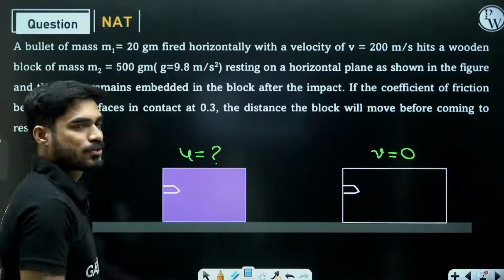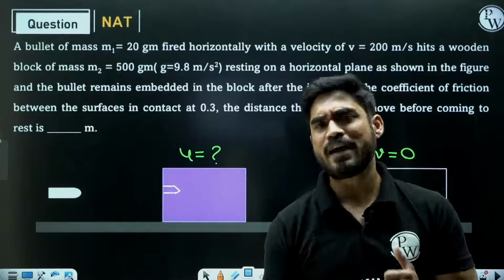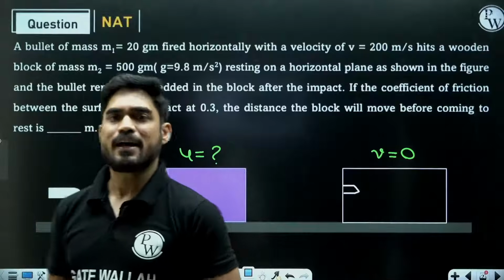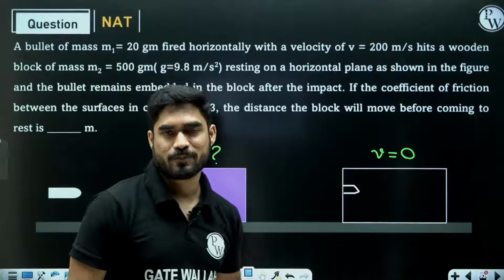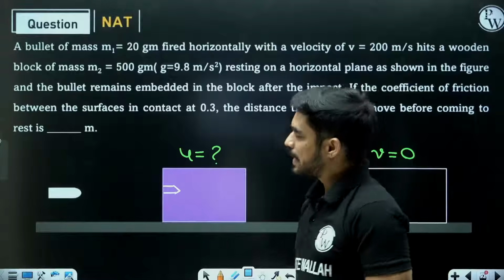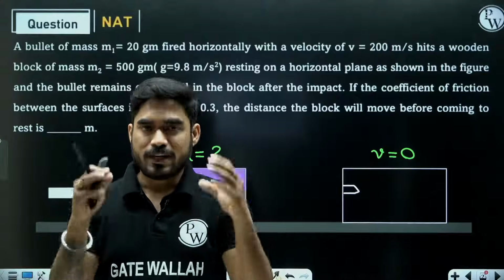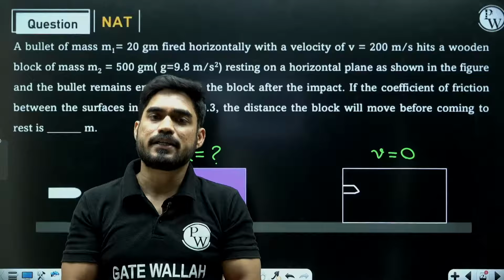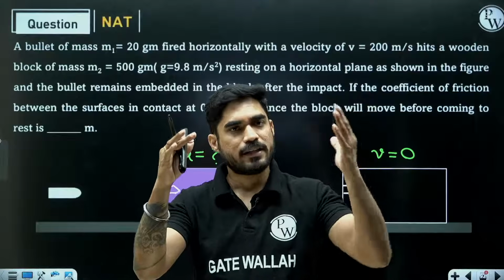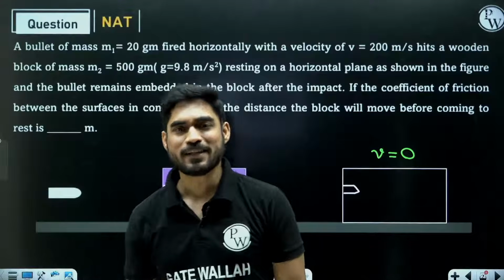I hope you understood this question. You will come across this type of question a lot. In fact, there was a similar question in GATE also, where two blocks were hitting each other. So whenever there is a question of impact between two bodies, you can apply conservation of momentum, because whenever the impact happens, the net force between the bodies will be 0, because whatever force the first body applies on the second body, the second applies an equal and opposite force on the first body. So net force will become 0.